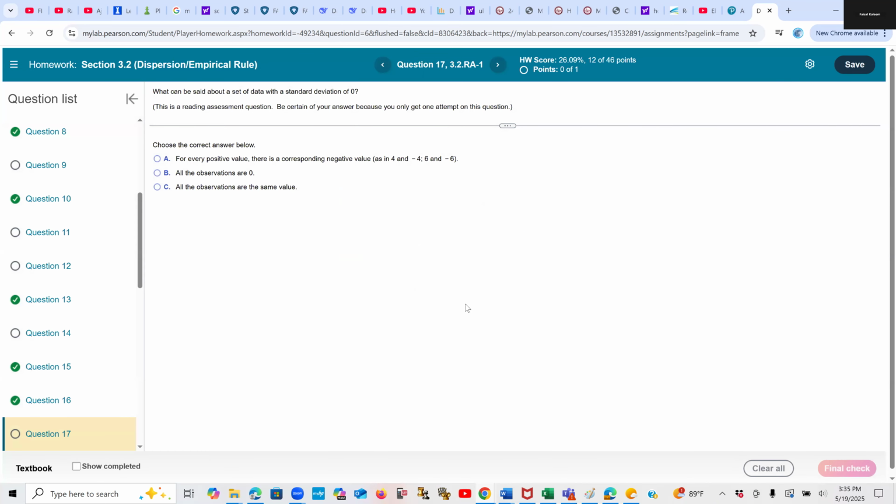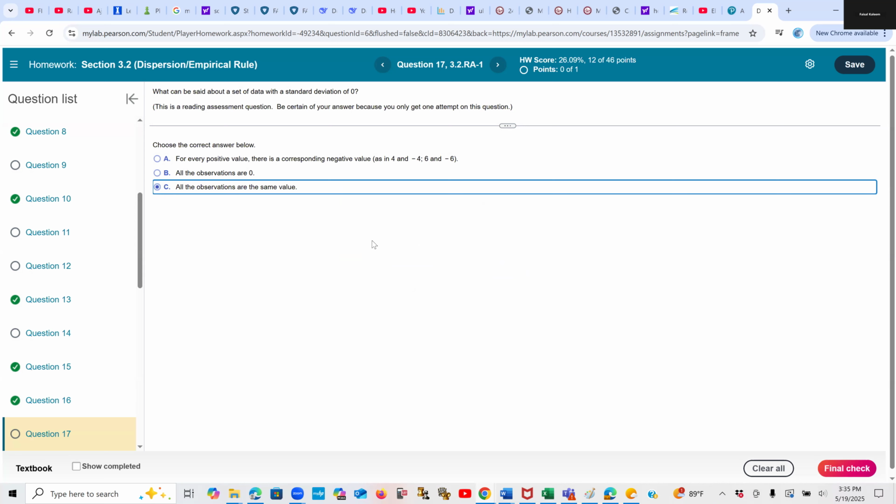What can be said about a set of data with a standard deviation of 0? Standard deviation of 0 happens only when all values are the same. In this case, the variance is also 0. Now, although B is also not wrong, it says when all observations are 0, in this case also the standard deviation and variance will be 0, but the point is that all observations don't have to be 0. They just have to be the same, whether they are 0 or some other same value, and then that will make sure that the standard deviation and variance are 0.